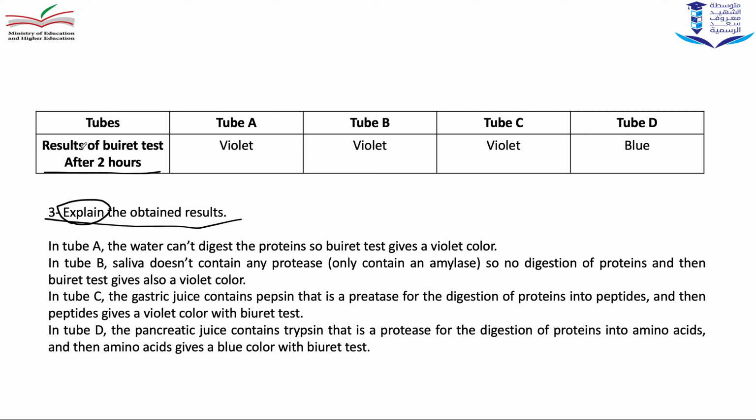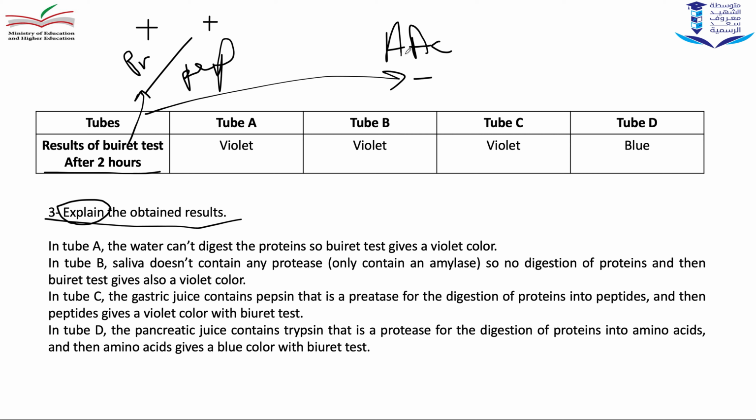Why did this happen? Before starting, let me make a small revision about the biuret test. Biuret test is a test to check the presence of proteins or peptides. So if I have protein or if I have peptide, I'm gonna obtain a violet color. But in case I have amino acids, I'm gonna obtain a blue color. Okay, so blue color with amino acids, proteins and peptides will give violet color.